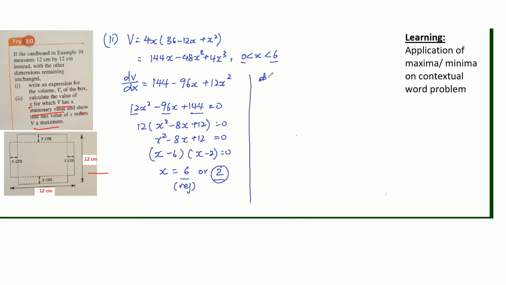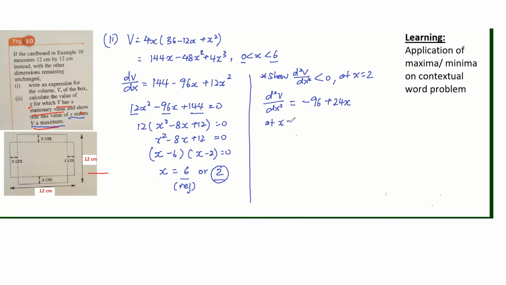what I need to do next is I need to show, because the question wants us to show that this value of x makes v a maximum. I need to show that d2v over dx squared is less than 0 in order for it to be a maximum at x equals 2. All right, so I hope you guys have set out to find your d2v over dx squared. Please mark your work accordingly. You should get negative 96 plus 24x.